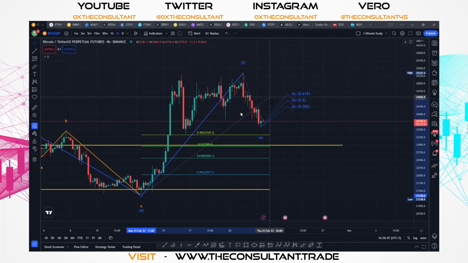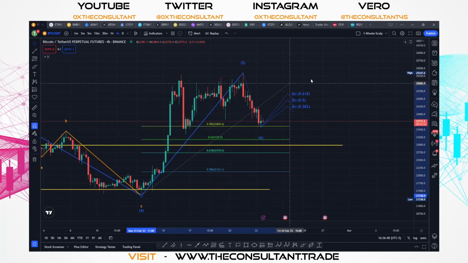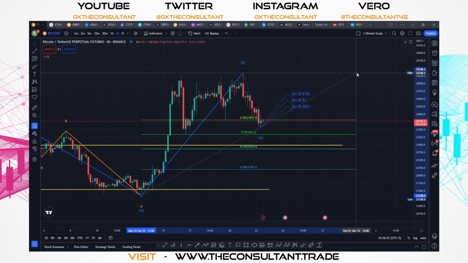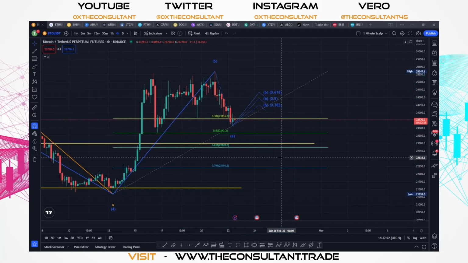The Fibonacci here: we're measuring leg 5, from the end of leg 4 to the end of wave 5. You can see we've got these Fibonacci points: the 38.2, the 50, the 61.8, and the 78.6. We're going to have a deeper pullback, but it's going to depend on how far wave A decides to go. So here's how we look at this.